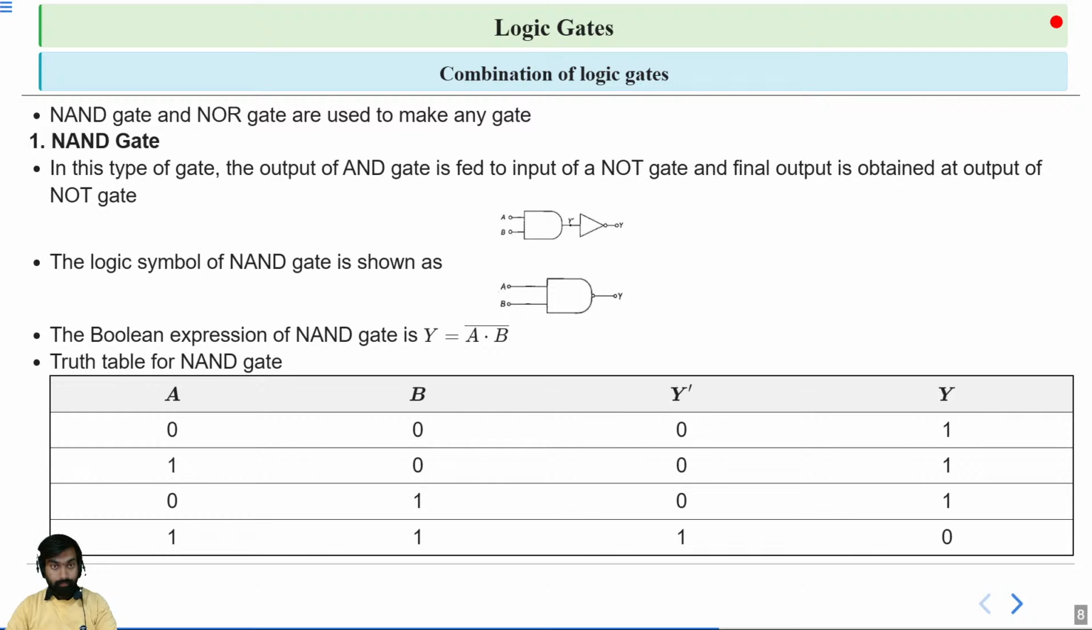So this is the truth table. For two inputs, the combinations are 0 0, 0 1, 1 0, and 1 1. Y prime shows the AND operation and Y shows the NAND operation. For 0 0 in the AND operation it will be 0, then 0, 0, and 1 for 1 1, and Y is the complement of Y prime, so it will be 1, 1, 1, and 0.